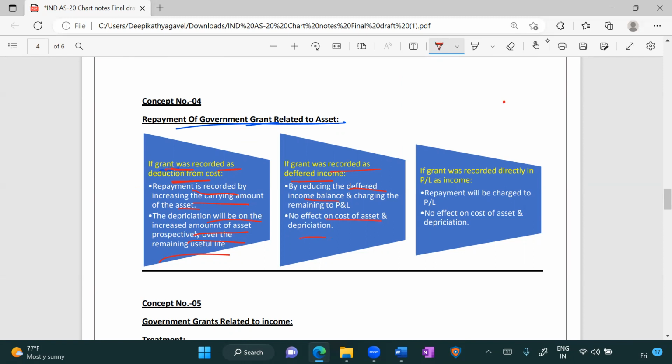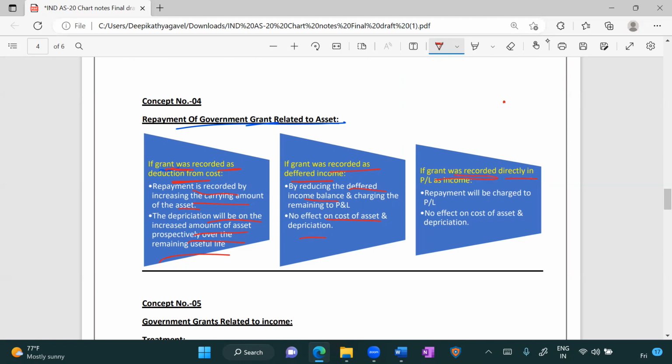There will be no effect on the cost of the asset, and depreciation will not be affected, because initially when the government grant was received and I was accounting for it, I did not touch the cost of the asset. So now also I'm not going to touch the cost of the asset. However much deferred income is left, first you reduce from that, and whatever amount is still remaining, you have to take it to your P&L.